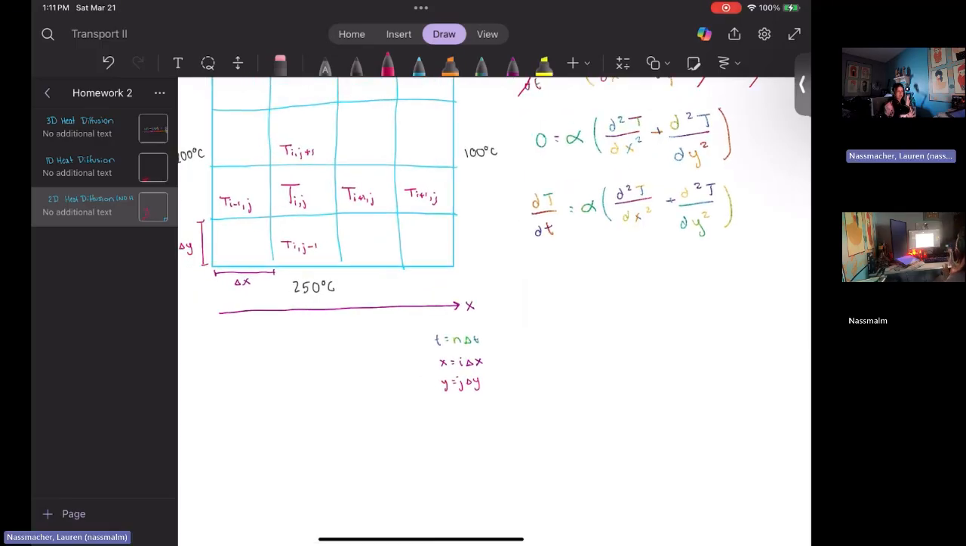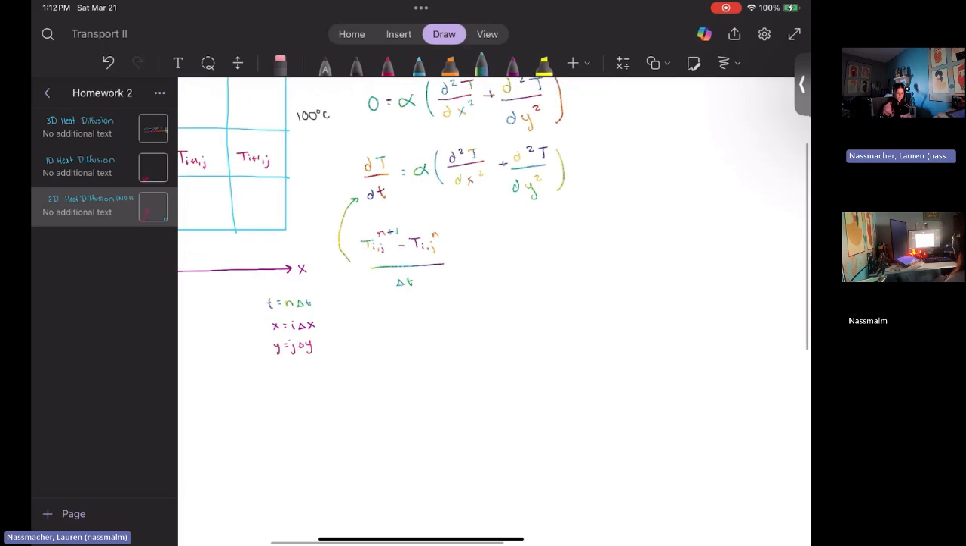Applying that concept and putting it towards our equation, you'll find that the change in temperature at your position T of ij over time is equivalent to our temperature at position ij at time n plus 1 minus our temperature at position ij at our time n, which is before n plus 1, of course, over our change in time. That is equivalent to this expression right here.